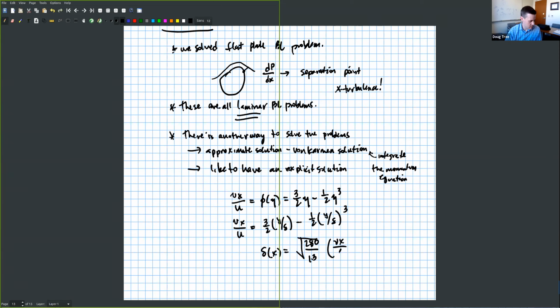Times the square root of nu x over U. Okay, so the same form out here, but a different constant. And that again comes because it's approximate. You'll see these are in your book. They talk about them quite a bit, and they're convenient, right? Because now you don't have to do this whole numerical solution that you just saw me do. You can just write down that equation instead of doing the numerics. Okay, so that's all I'll say about that.